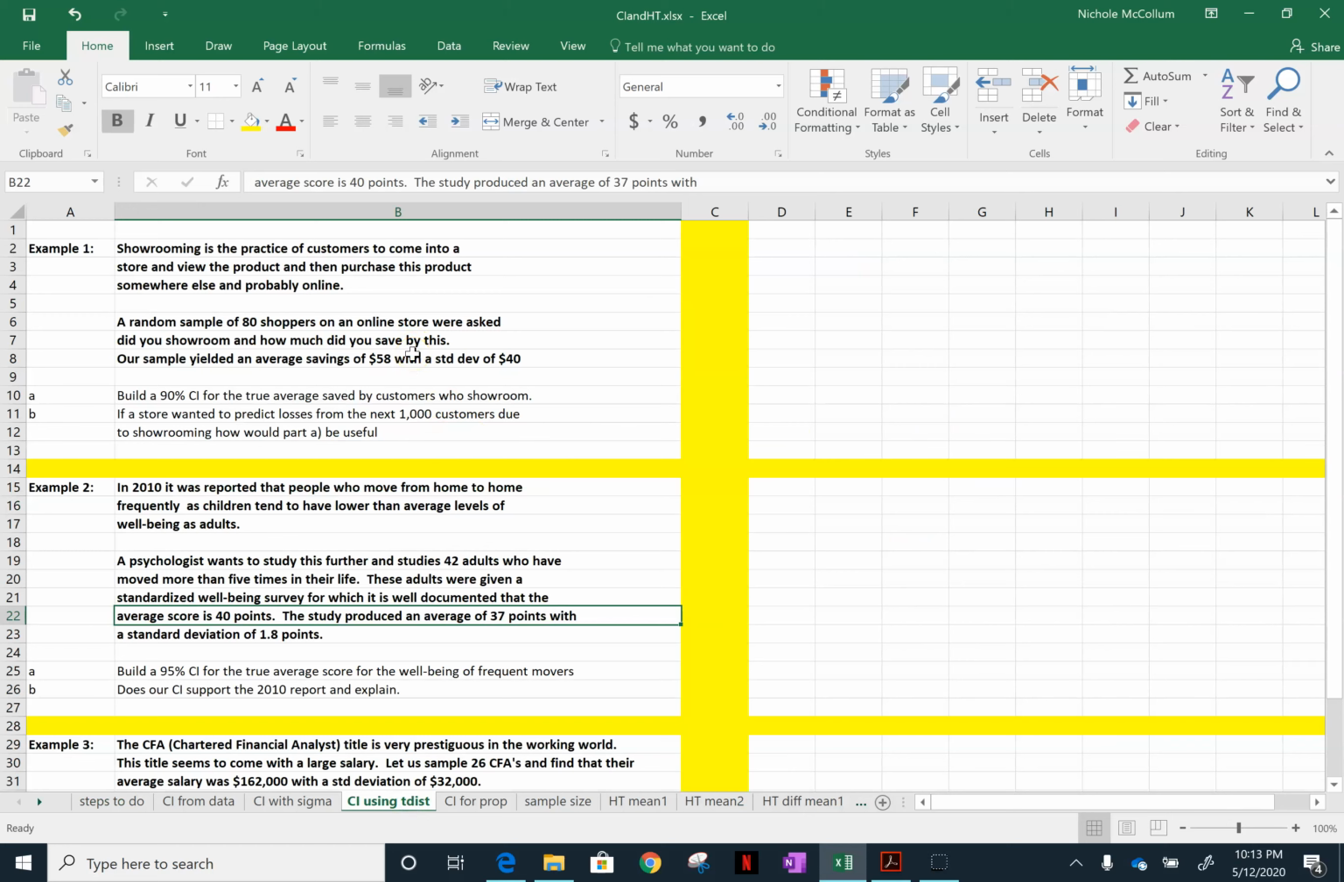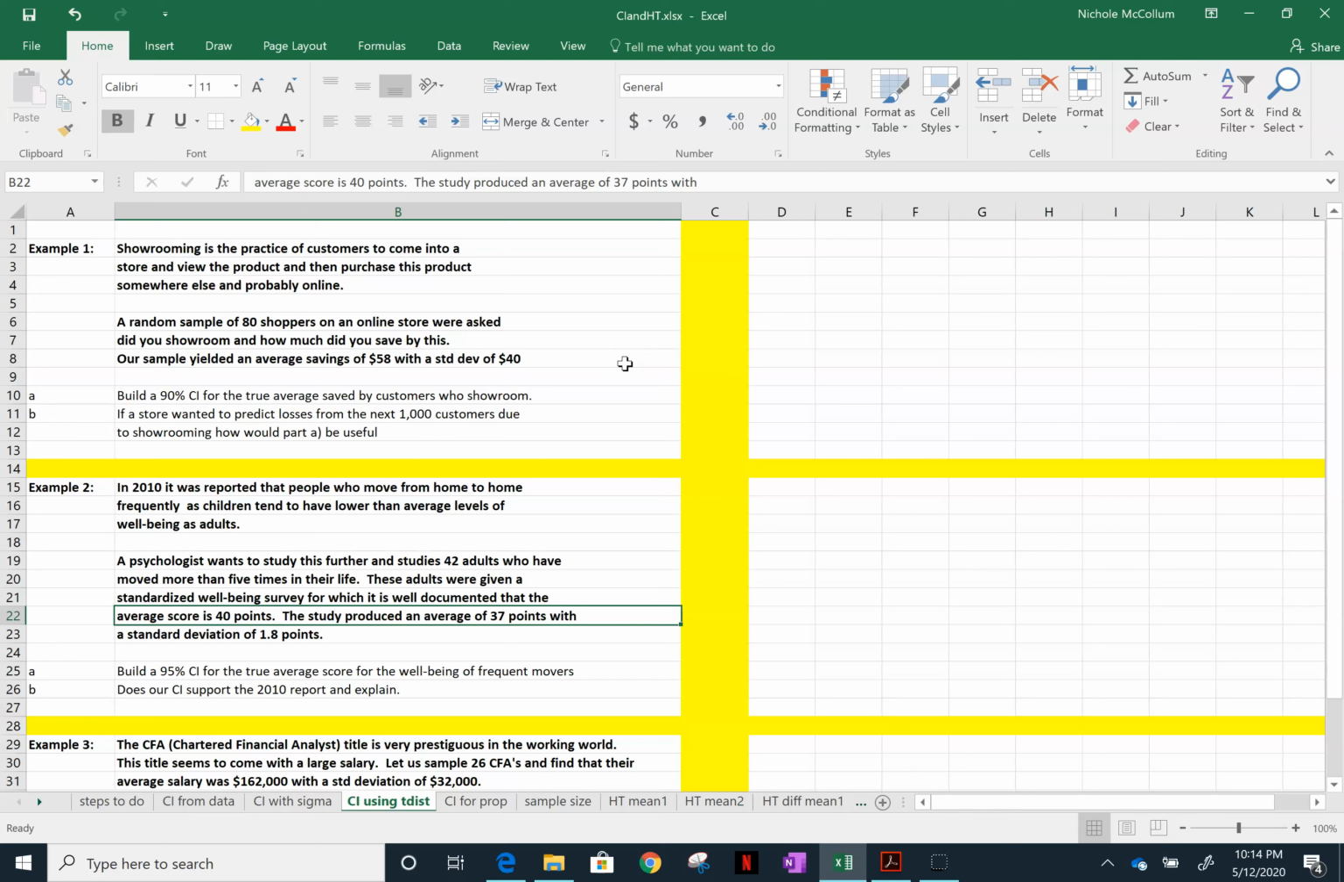So, example one, showrooming is the practice of customers to come into a store and view the product and then purchase this product somewhere else and probably online. A random sample of 80 shoppers on an online store were asked, did you showroom and how much did you save by this? Our sample yielded a savings average of $58 with a standard deviation of $40. So the key to this question is that standard deviation.